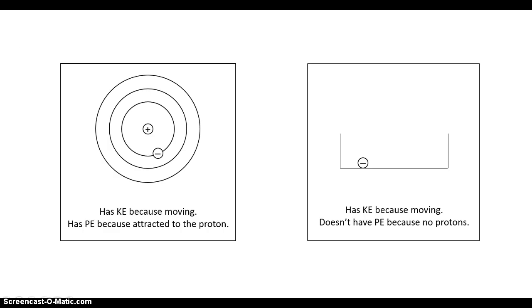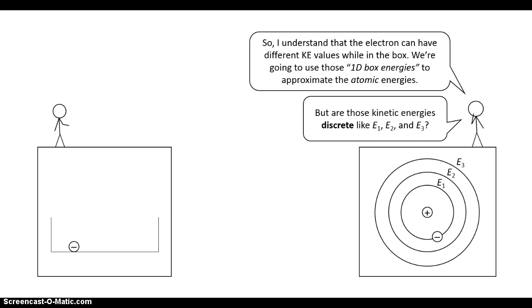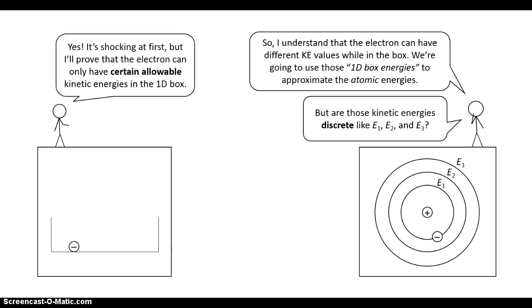Here are our notes so far. So I understand that the electron can have different kinetic energy values while in the 1D box over on the left. And we're going to use the 1D box energies to approximate the atomic energies on the right. But are those kinetic energies on the left discrete, like E1, E2, and E3 on the right? Yes, it's shocking at first, but I'll prove that the electron can only have certain allowable kinetic energies in the 1D box.